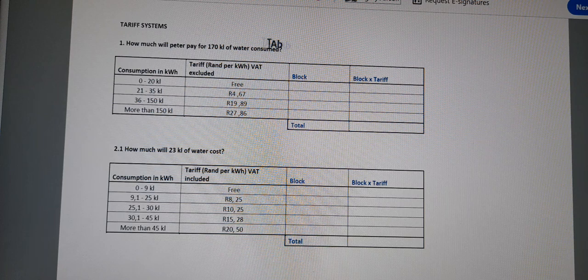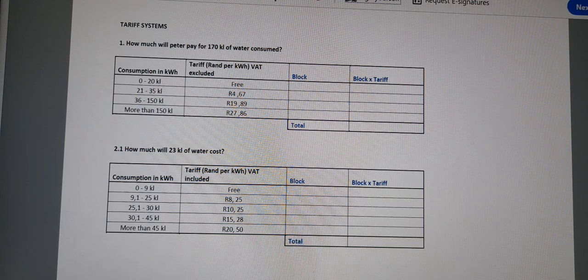Okay, then once you know the consumption, you must go and look in the column. Look at the first row that is greater than the consumption. So my consumption is 170. So this one is still less than, this one is still less than, this one is still less than. So if there is no one that is greater than, you will be here on the more than.